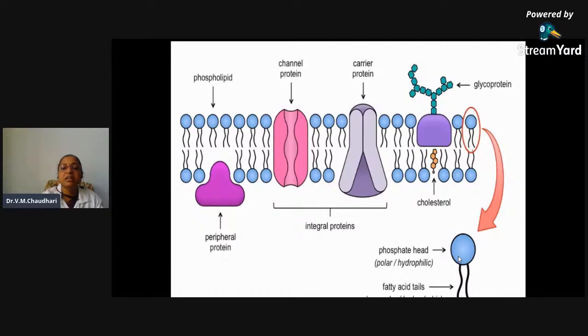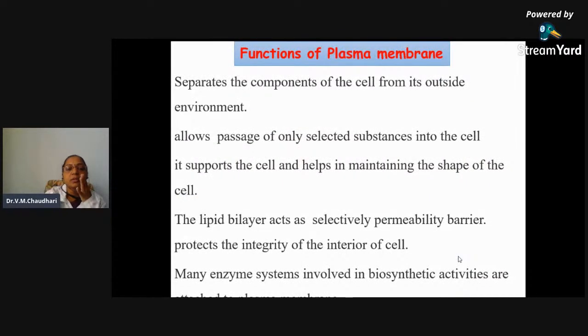Are you able to see clearly? Then what are the functions of the plasma membrane? The plasma membrane separates the components of the cell from its outside environment.